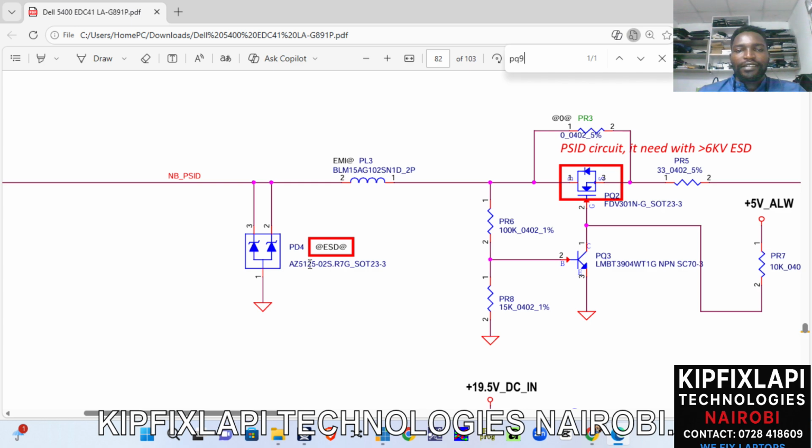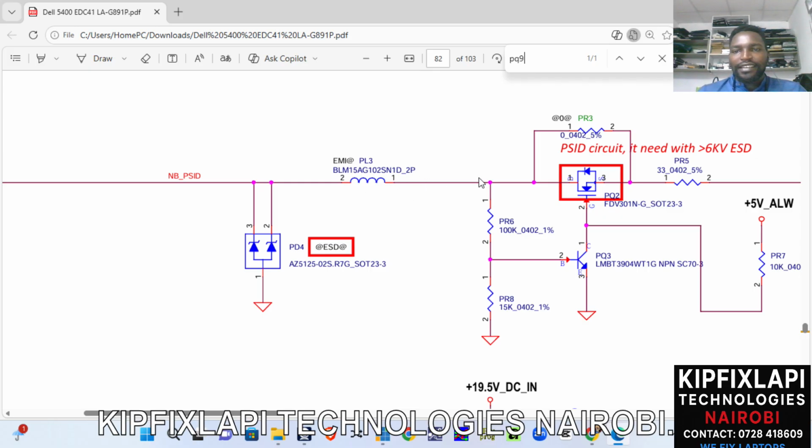So after the BD4, we have PL3. So this is the PL, a power inductor. When you see P, it means there's power. Then L for inductor, P for power, D for diode. So this is power diode number 4, and this is power inductor number 3. So it means we have other power inductors and other power diodes.